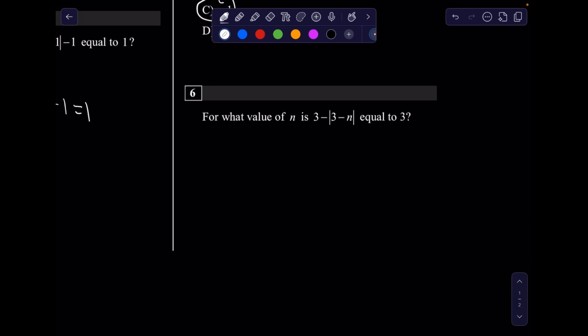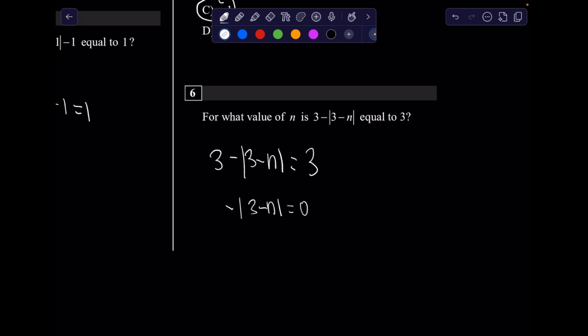For what value of n is 3 minus the absolute value of 3 minus n equal to 3? So what we can do, we set the absolute value of 3 minus n equal to 0, and then we solve the two equations, right? So we know that -3 minus n equals 0.